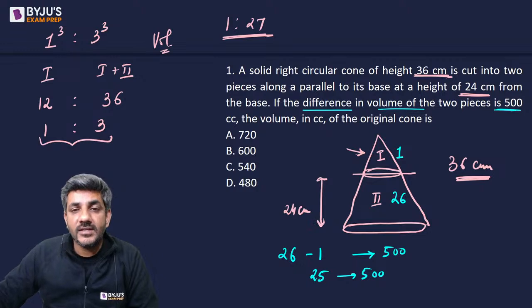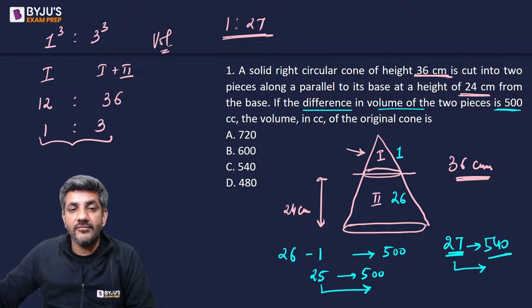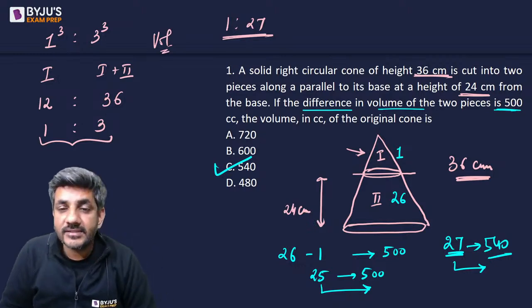Question is asking what is the volume of the original cone? Volume of the original cone is 27. If 25 is 500, then 27 is what? 27 is 540. By that logic, we can say option C is the right answer for us.